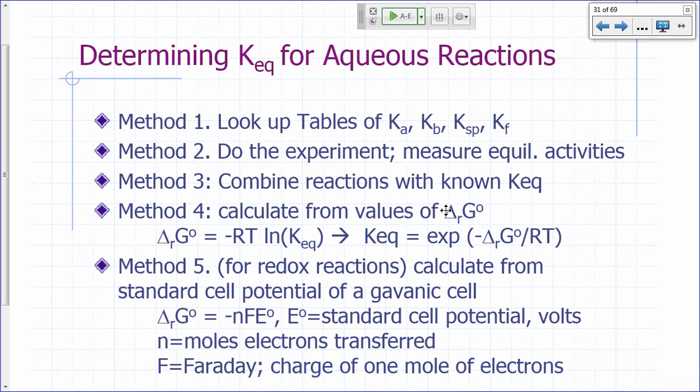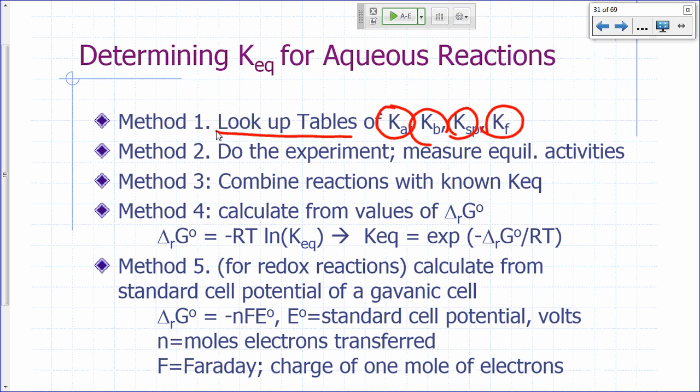Okay. Let's talk about determining equilibrium constants for aqueous reactions. So, the simplest way is to look them up. If you need the Ka of something, you should be able to find a table of Ka somewhere. There's one at the back of your book. There's plenty of websites where you can find these: Kb, Ksp, and Kf.